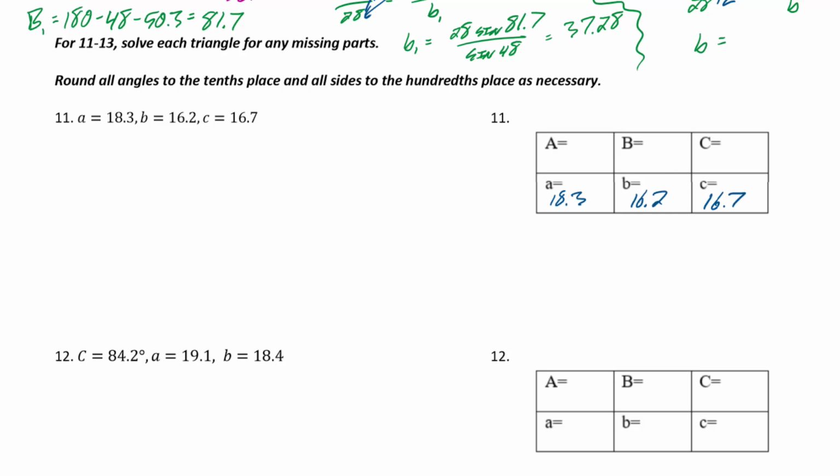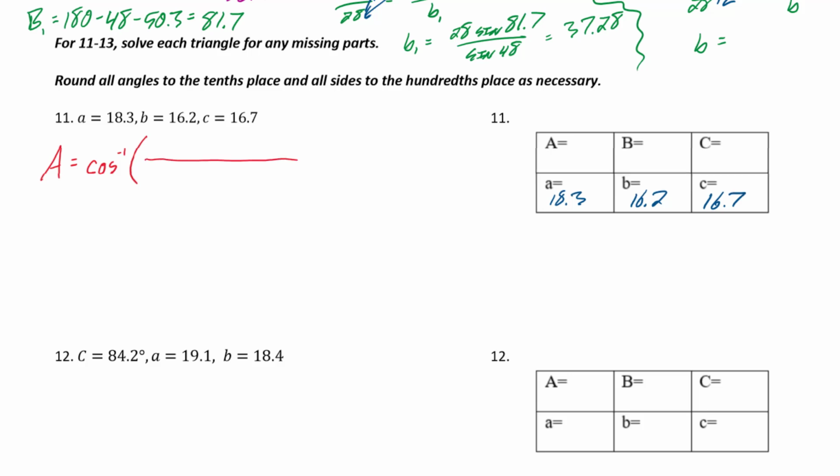Just transferring those over to where they should go, and now it's just going to be pick an angle and solve for it. For this first one, I'll just go alphabetical. I'll go with capital A. Since I'm solving for an angle, I'm going to have to use an inverse trig function, in this case the arc cosine, or the inverse of cosine.